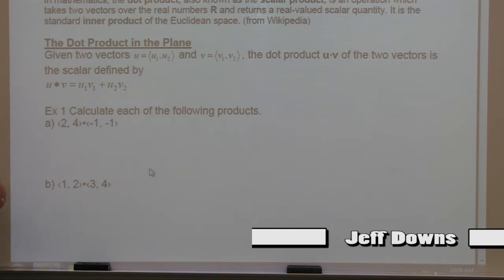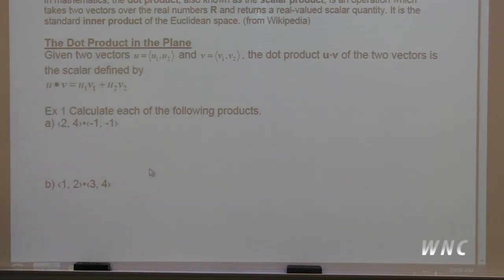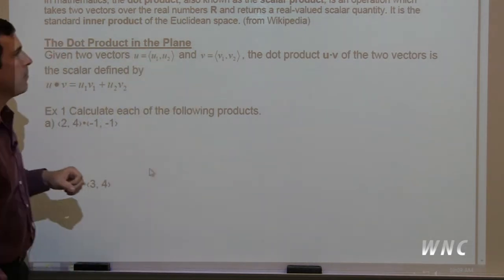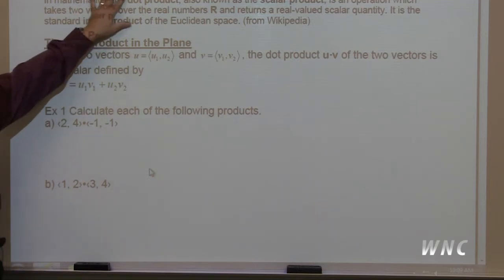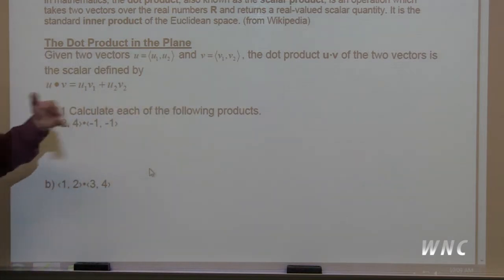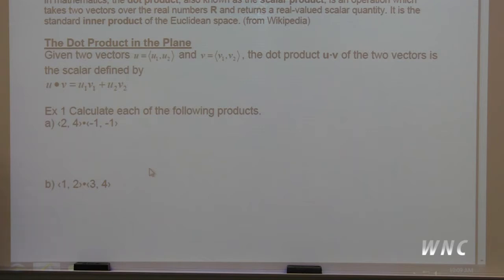Dot product's really cool. In mathematics, the dot product, also known as the scalar product, is an operation which takes two vectors over the real numbers and returns a real valued scalar. So what's kind of cool about this, we go from having vectors to a scalar in the end. It is a standard inner product of the Euclidean space, and this whole definition came from Wikipedia. Not a fan of Wikipedia, but there really wasn't a good definition I could find anywhere else for the dot product, what it is. But let's go ahead and talk about how to do the dot product. Really a neat thing to do.